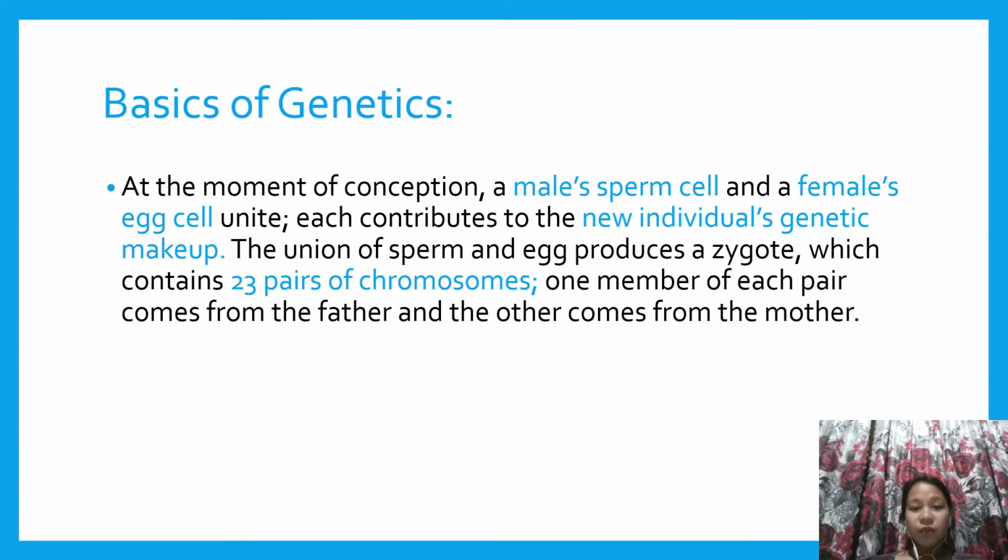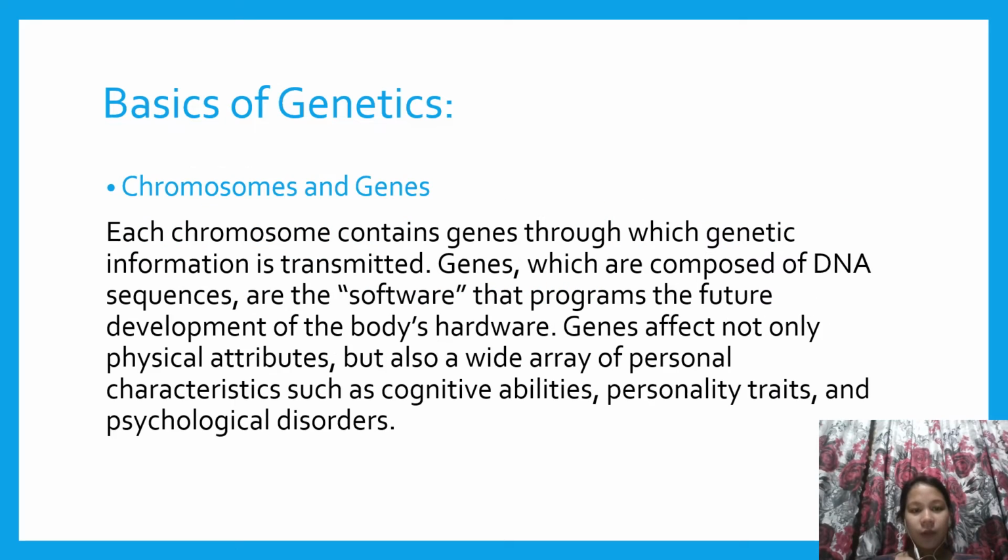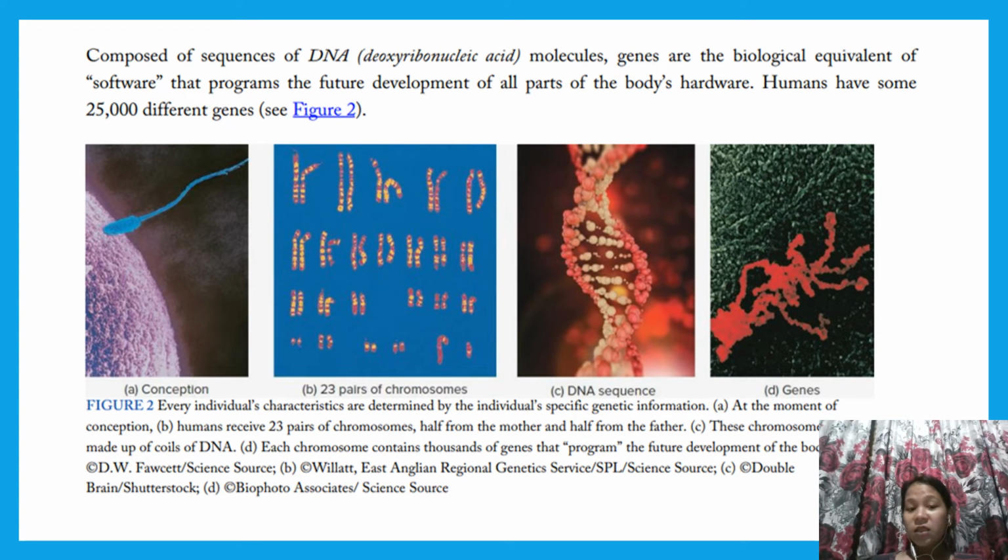The basics of genetics. Look at these figures. In the basics of genetics, we have conception: the egg cell and the sperm cell. And after that conception, we create 23 pairs of chromosomes. Then they have a DNA sequence and they create genes.